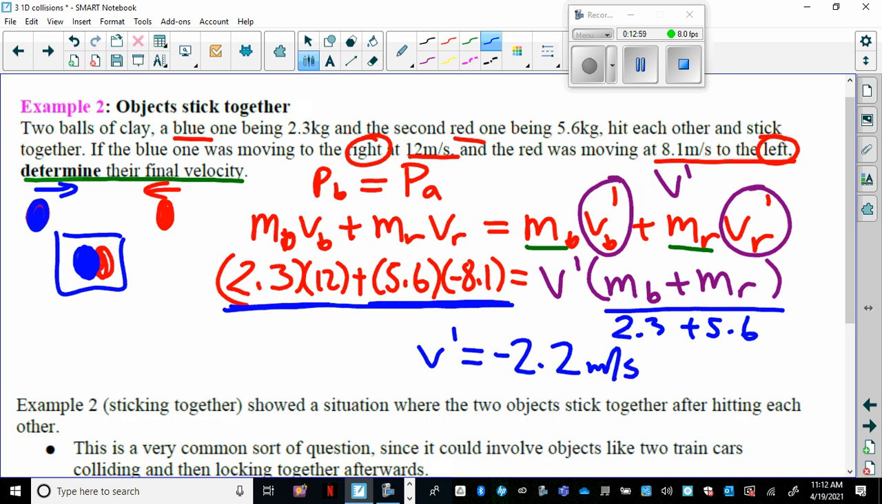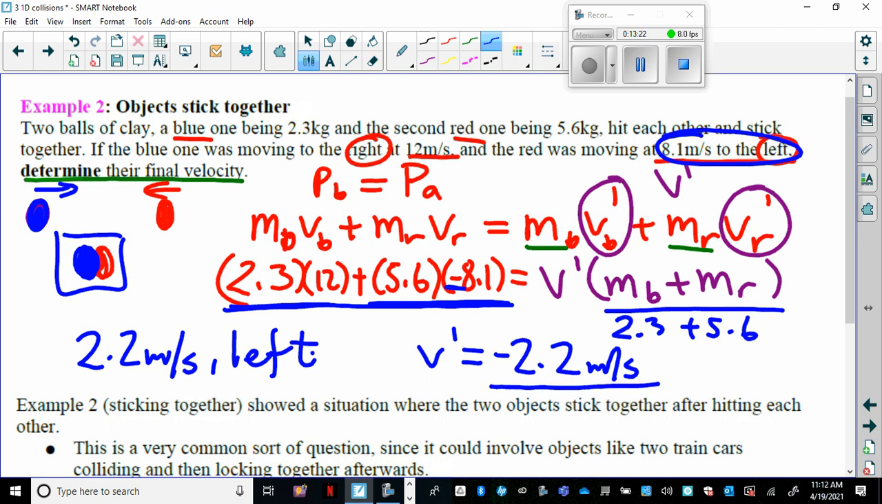And of course, the negative means, since we designated left as being negative right here, that the two balls of clay are going to be going to the left. So the final answer is 2.2 meters per second to the left. Right? You can't just leave it as a negative, unless you put a legend saying that negative equals left and positive equals right. So you must indicate the direction.